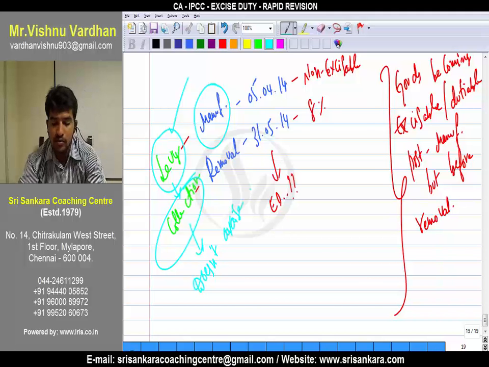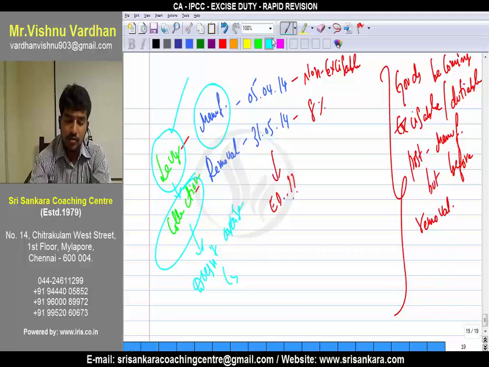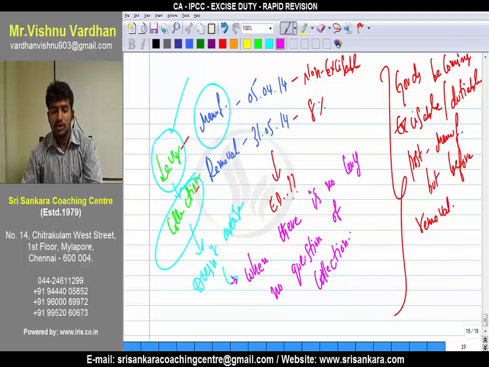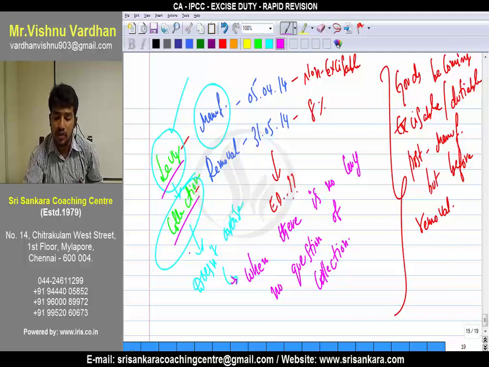Yes or no? Why? Because when there is no levy, no question of collection. Here the levy itself is not there at the time of manufacture. Then where comes the question of collection? So whether I should pay at 8% or 15% or 20%, it doesn't matter. The product itself is not subjected to excise duty at the time of manufacture. So there is no question of levy itself. Automatically no question of collection.